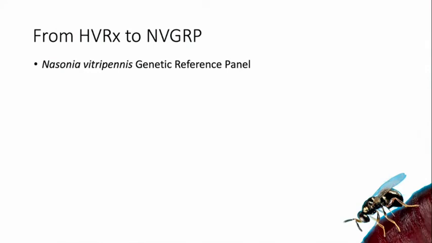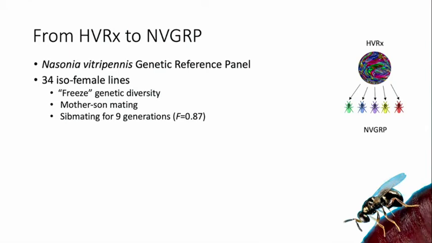Then we went a bit further and we tried to set up a genetic reference panel. And I know that when I say genetic reference panel to a whole, well, not a whole lecture hall full of Drosophila biologists, this is tricky, because you're all used to genetic reference panels of, say, 100 or 200 lines. And we managed to do something similar, but only with 34 lines. So that's not a lot. But the initial idea was to freeze the genetic diversity that was in our lab population, because the lab population, this HVRX, will deteriorate slowly.